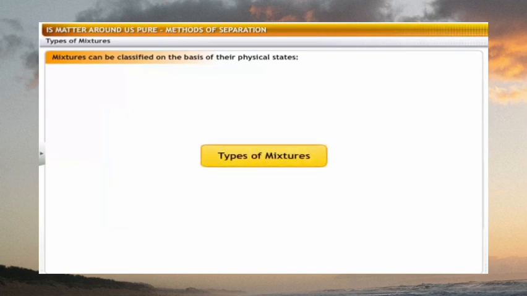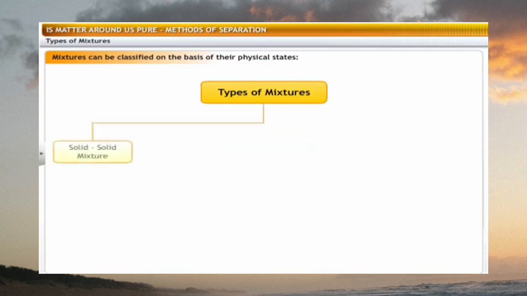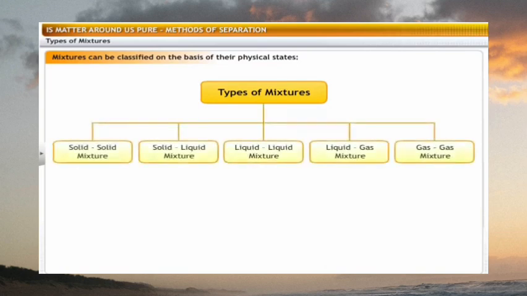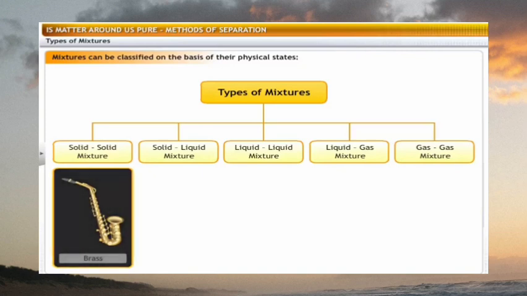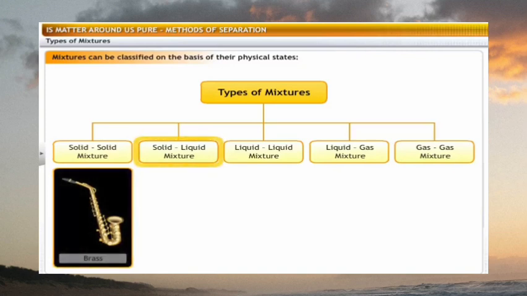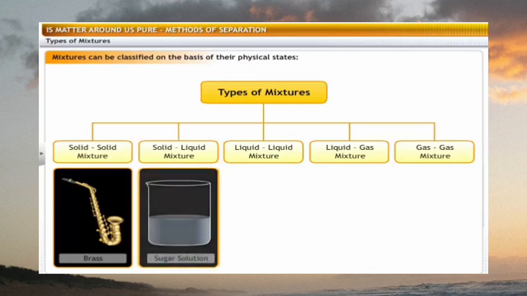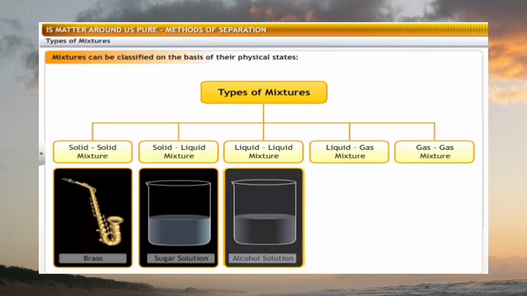You may come across several types of mixtures in daily life as well as in the laboratory. Mixtures can be classified on the basis of their physical states. Solid, solid mixture. Metal alloys are actually solutions of solids in solids. For example, brass is a solution of zinc in copper. Solid, liquid mixture. A sugar or salt solution is an example of a solution of a solid in a liquid. Liquid, liquid mixture. Alcohol in water is a liquid in liquid mixture.